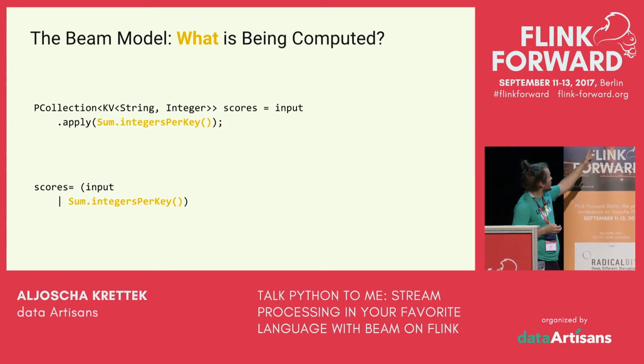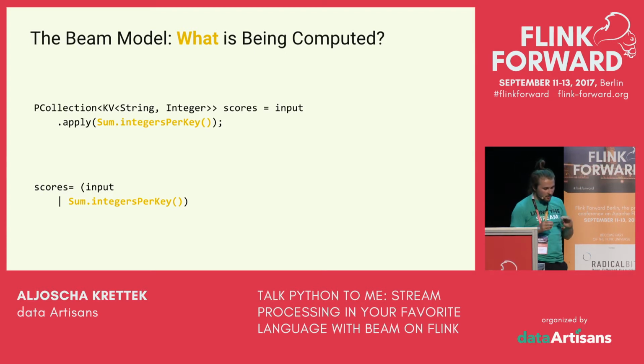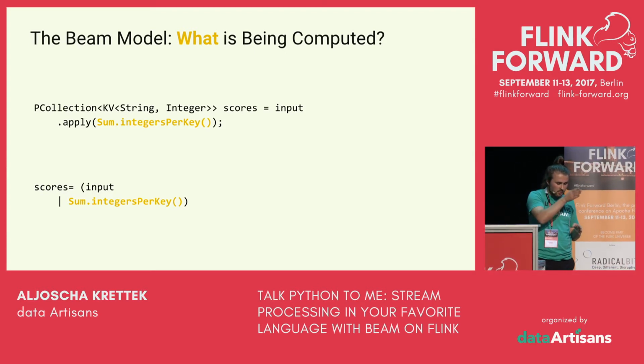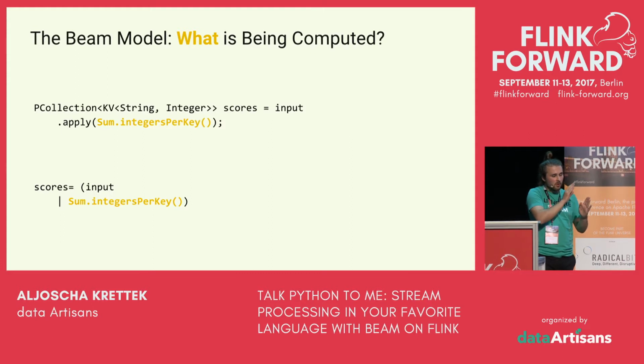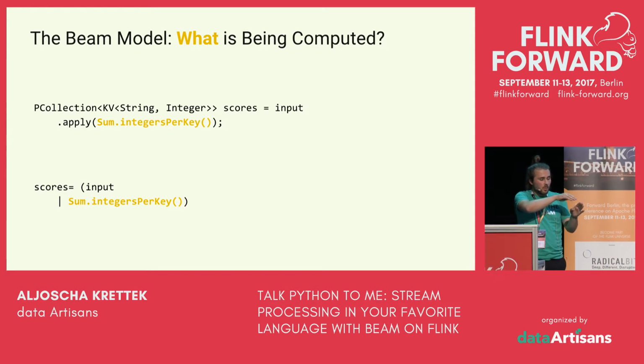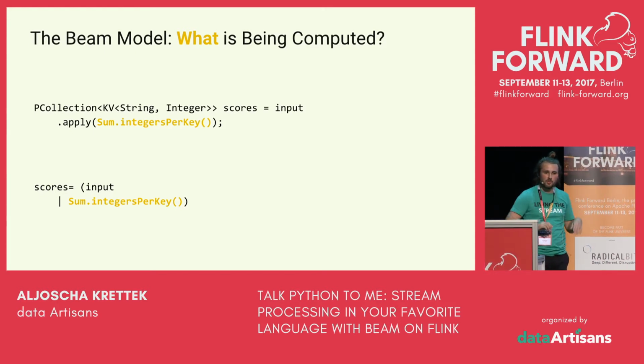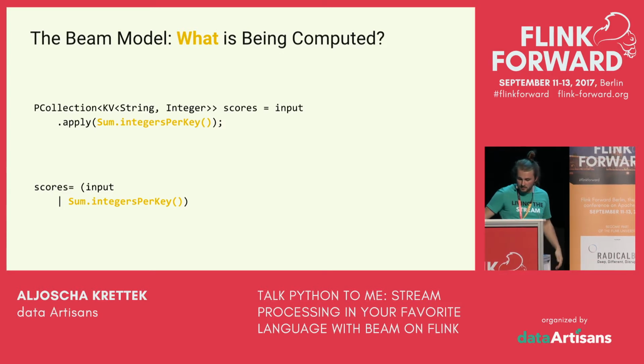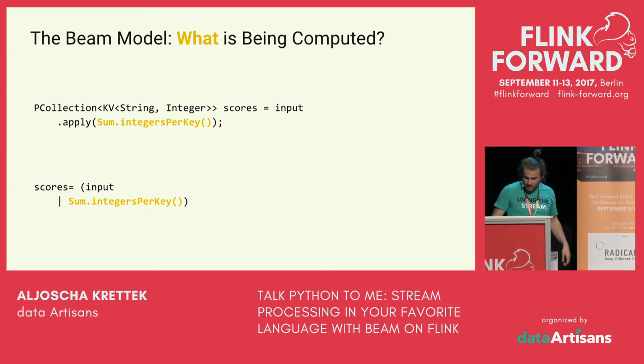And the equivalent Python code is given here. The Beam Python API uses the pipe character for appending transformations one after another. So in this case, input would be a PCollection, and pipe would be applying that computation on this input. And you will see that we can chain these pipes together to form pipelines in the Beam Python API.